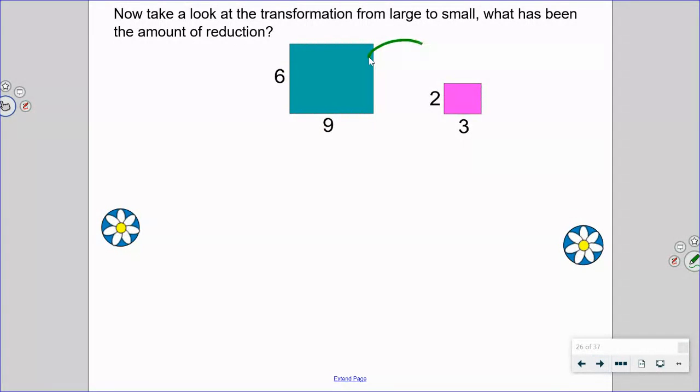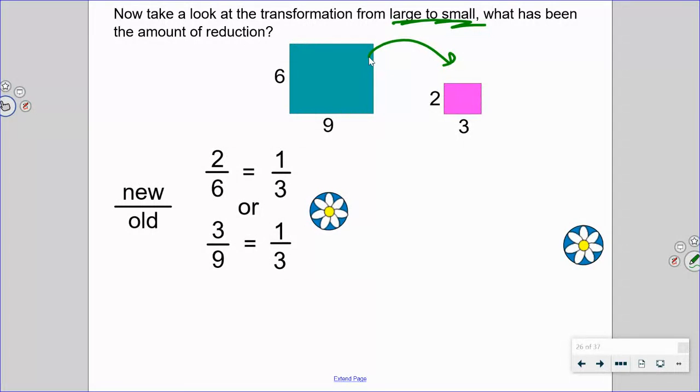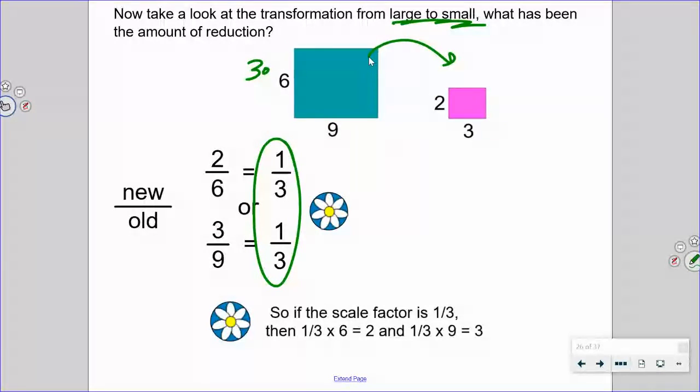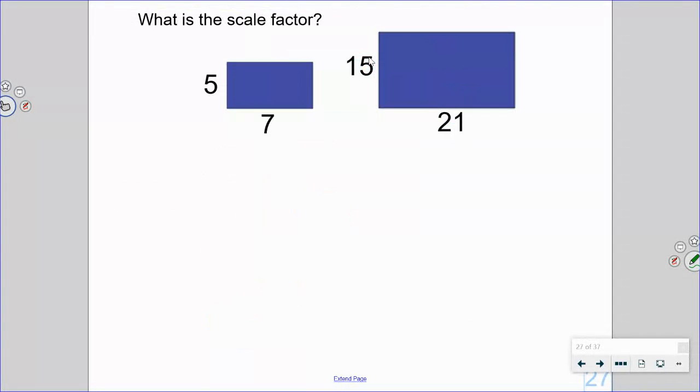Look at this one. If the blue shape is converted from large to small, what would the scale factor be? Some of you can already see, if you compare the new to the old, the 2 to the 6 or the 3 to the 9, in both cases, the scale factor is 1/3, which, by the way, makes sense, because since it's being reduced, that scale factor should be smaller than 1. And even if you made a mistake, if you accidentally said it's 3, you can stop yourself and say, wait a second, 6 times 3 is not 2. So that would tell you that something's up. Scale factor in this case is 1 to 3. Notice I don't say 1/3, 1 to 3.